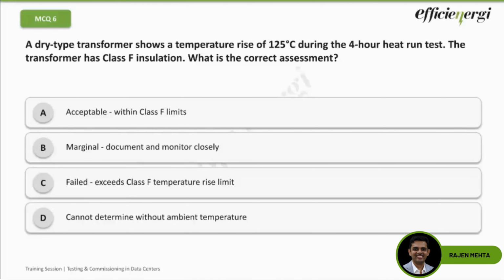Okay, so another MCQ: a dry type transformer shows a temperature rise of 125 degrees during the 4-hour heat run test. Transformer has class F insulation. What is the correct assessment?